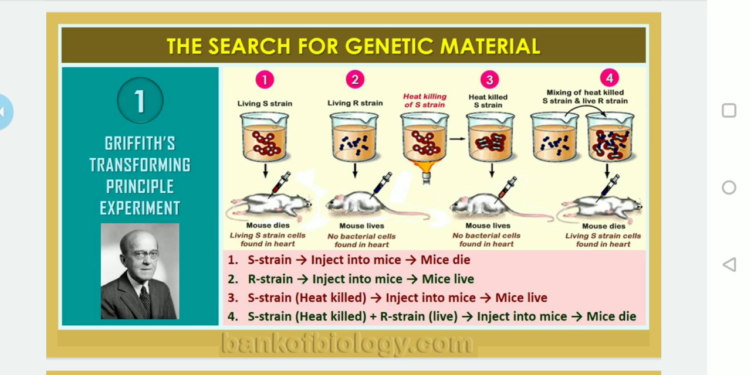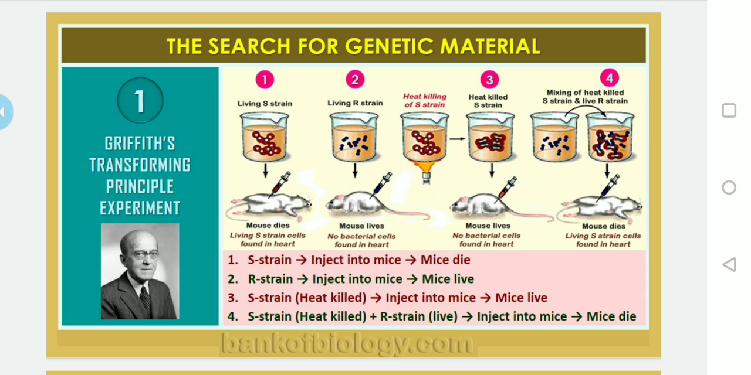When he started the experimentation, he identified that the S strain is virulent, that means poisonous, and causes pneumonia in mice. When he injected it into the mice, what happens? The S strain is virulent and causes pneumonia in mice, and they die when infected. So that was the first observed experiment. Then the second one, the R strain.